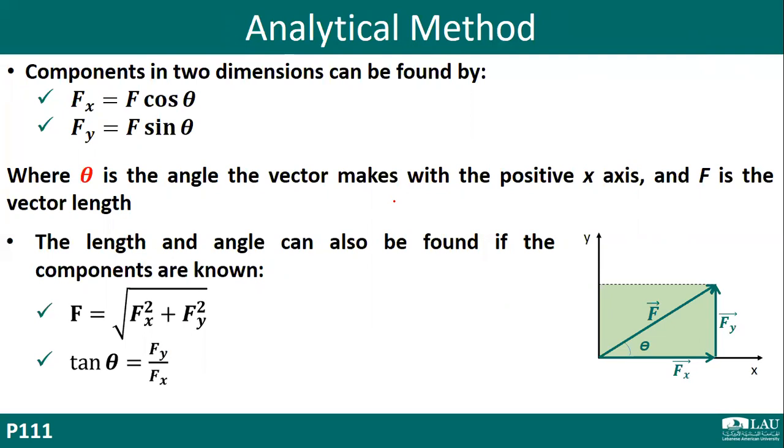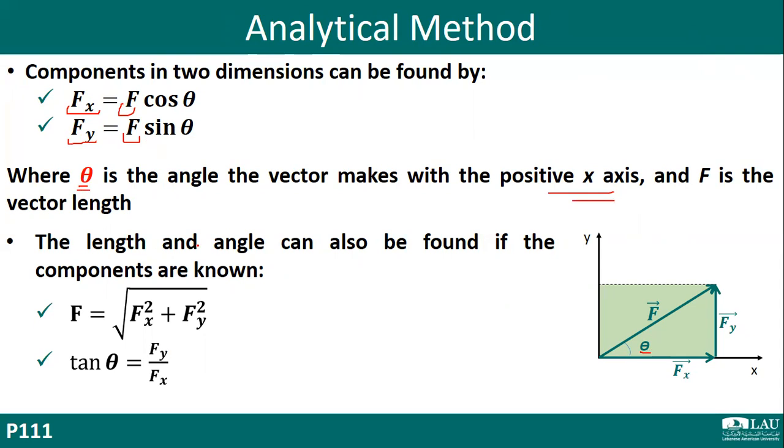method. We know that in a triangle, the sine is the opposite. Here it's the angle, so the sine is the opposite side over the hypotenuse. The cosine is the adjacent side over the hypotenuse. So if we check, F is the hypotenuse and Fx is the adjacent side, Fy is the opposite side. So that's why the x component is equal to F cosine theta, the y component is F sine theta. So here, you need to make sure that theta is a direction measured from the positive x-axis.